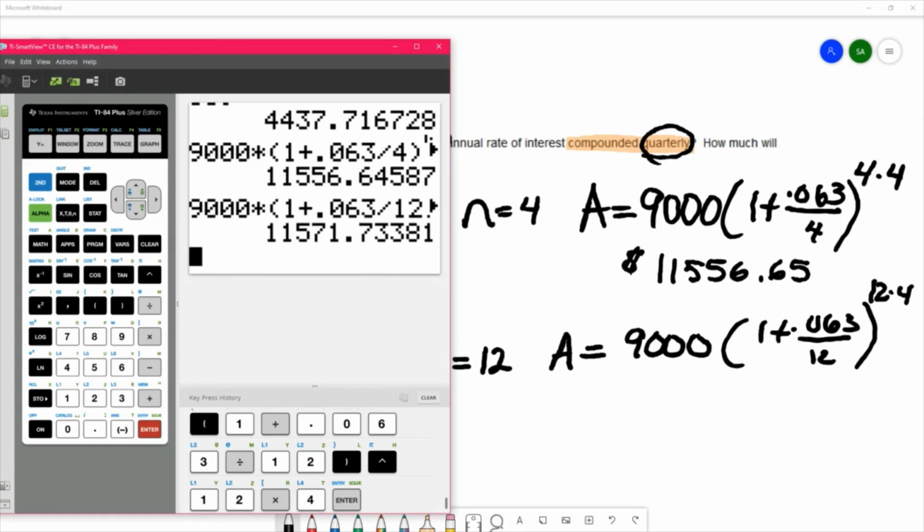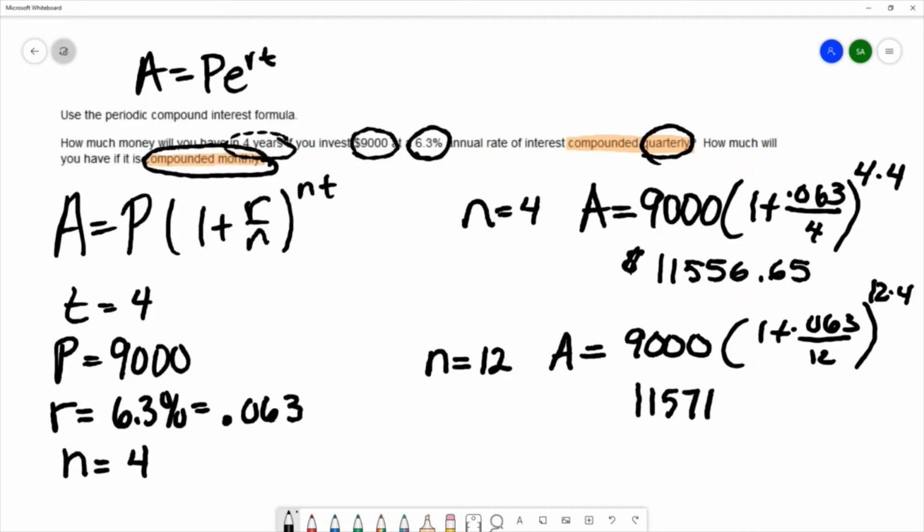And with interest compounded monthly, we would have $11,571.73. So if you compare these two values, you can see that you get a little bit more money by compounding monthly versus compounding quarterly. When your interest is compounded more often, your account can grow a little bit faster.